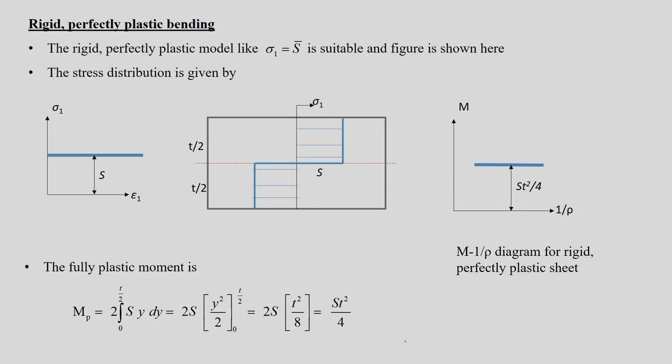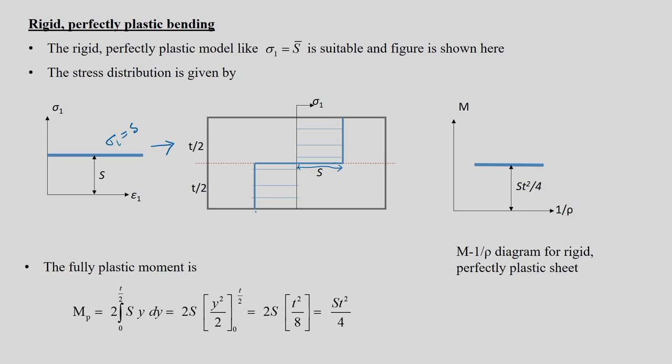Now, we will go to rigid perfectly plastic bending. The model is very simple: sigma 1 would be equal to s. There is no elastic part, there is no hardening also, and it is pretty straightforward. The sigma 1 equal to s will give you a stress distribution like this. You will have a step type of thing. This would be your s value, and there will be a transition at the middle, and you will have another variation on this side of the bent region.